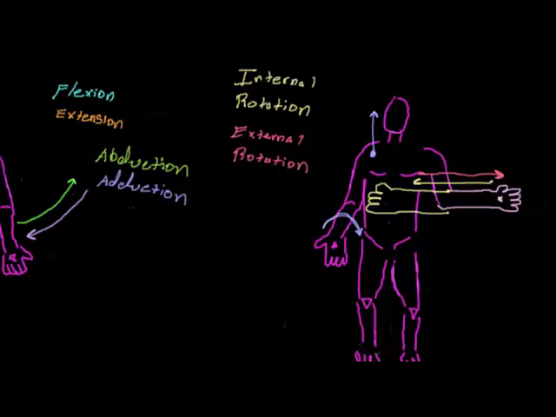So, again, remember that flexion, extension, abduction, adduction, internal rotation, and external rotation are very general motions that you're going to see all over the body. However, it's not going to be the end-all be-all, because with some parts of the body it's going to be a little tricky, but we'll just get to that in later videos.